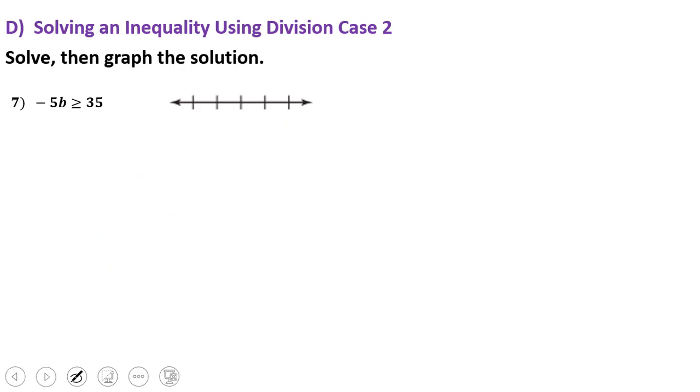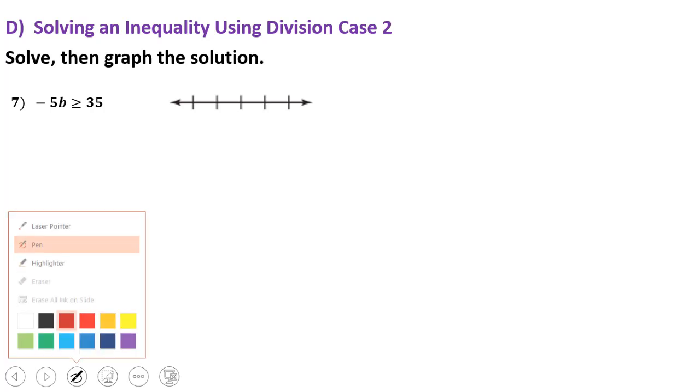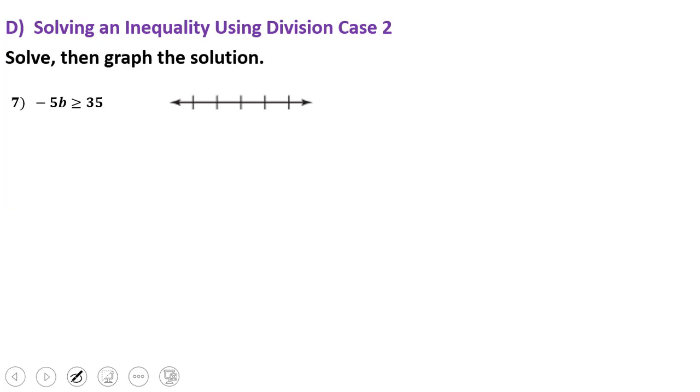Example 7, now we're going to use division. Case 2, division, which means we're going to divide by a negative number, and then we're going to graph our solution. So, taking -5b greater than or equal to 35, the inverse operation is divide by a -5. And of course, we're going to divide both sides by a -5. Because we're dividing by that negative, b, reversing that inequality, has to be less than or equal to -7.